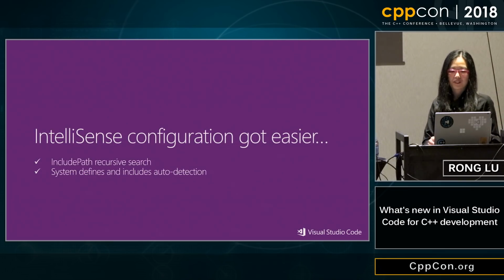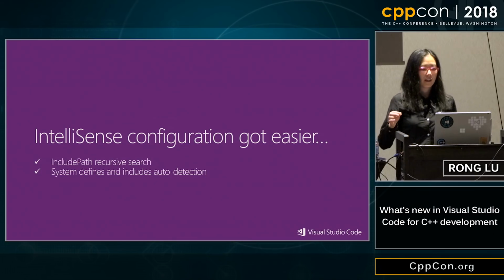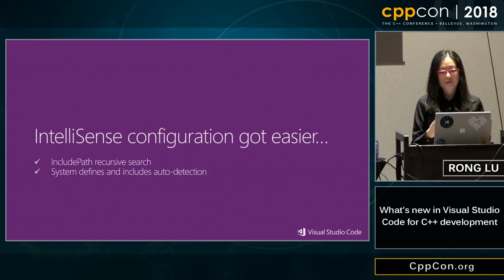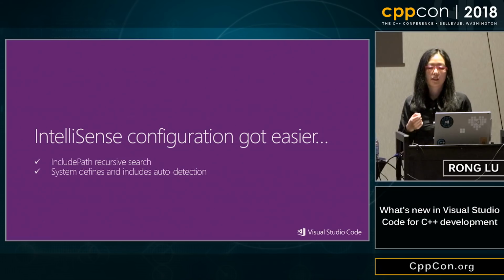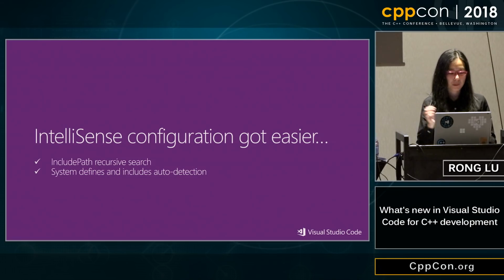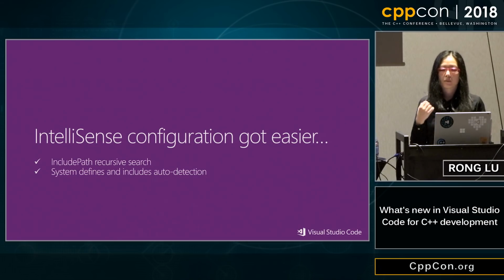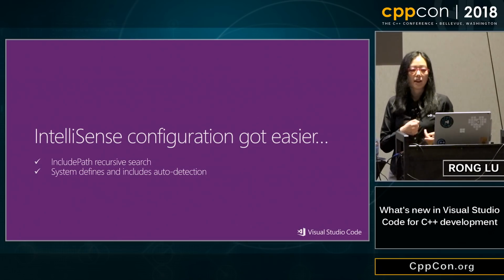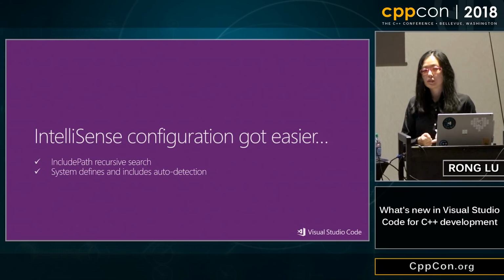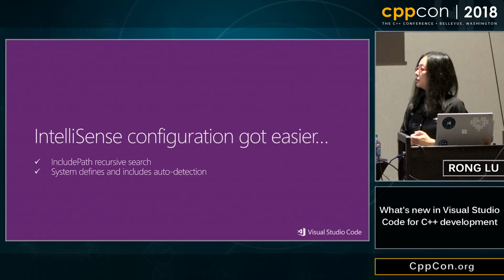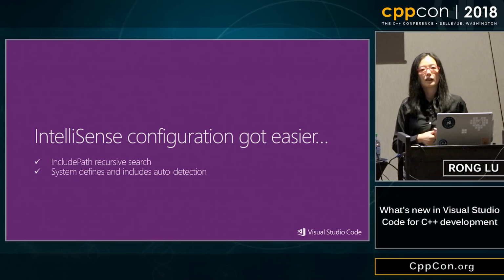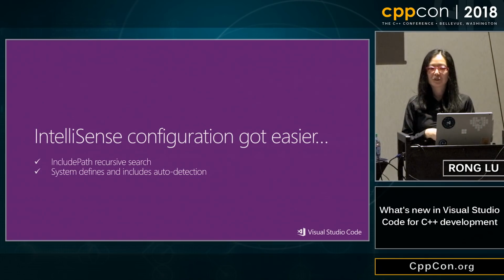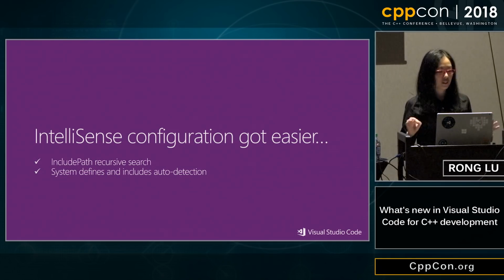Now let's switch over to IntelliSense configuration. So we kind of touched on two of the IntelliSense configuration features. One was we talked about how include path can be recursive now. So that's an option. The other thing is we now automatically detect your compiler, and then we get system defines and includes automatically for you with no configuration from you. Okay, so that's all nice. So hopefully, if your project only refers to headers that are included in your workspace, everything should just work out of the box with no configuration.